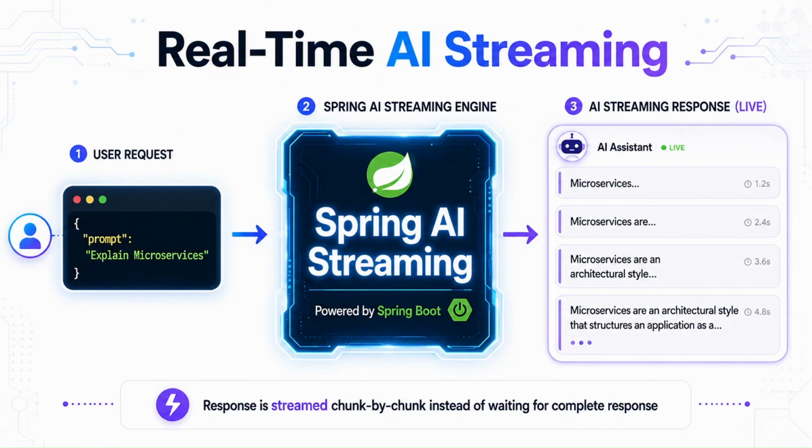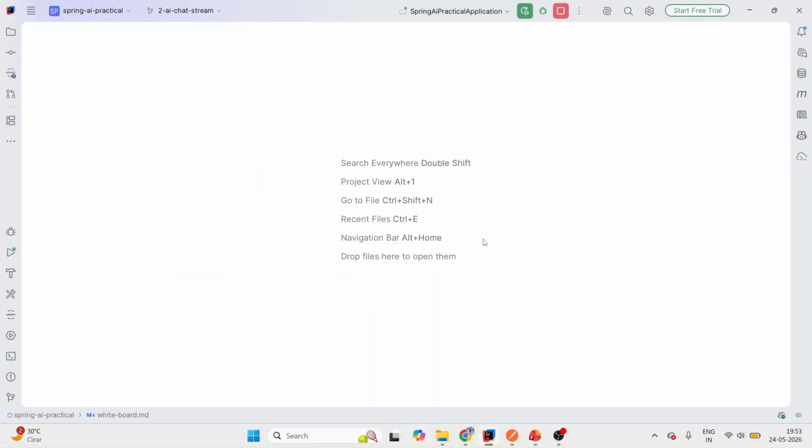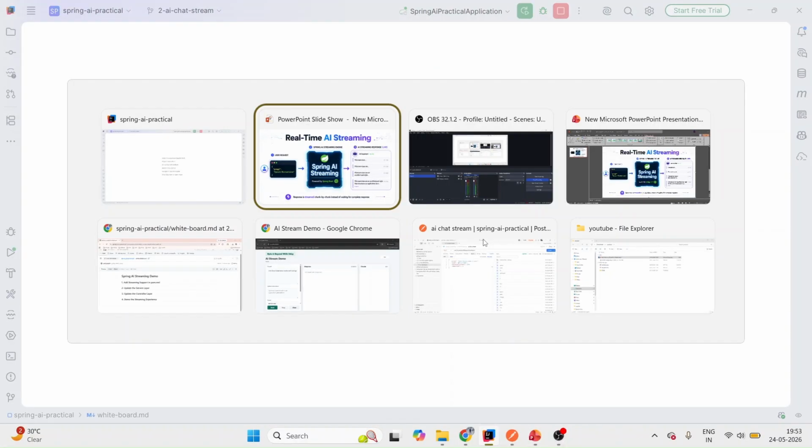In our previous video, we were waiting for the complete response, but in this video, instead of waiting for the complete response, we are going to stream the AI response, meaning as the AI is producing the response, we are going to read it live. That is why it's called real-time AI streaming. So let's jump to the demo first. Let me show you what I have built so you will get a better idea.